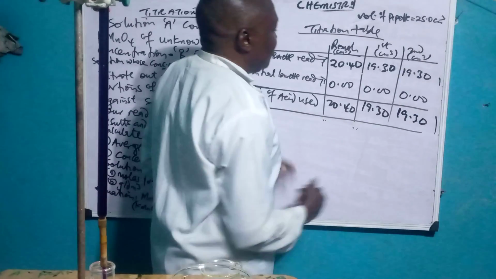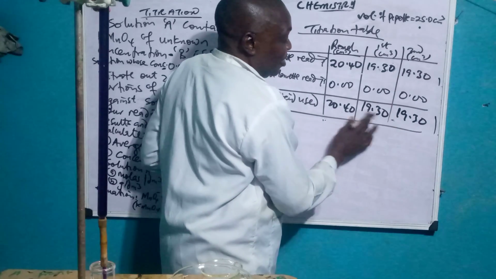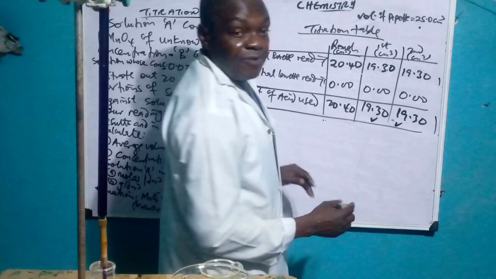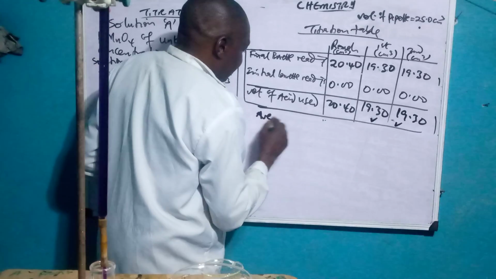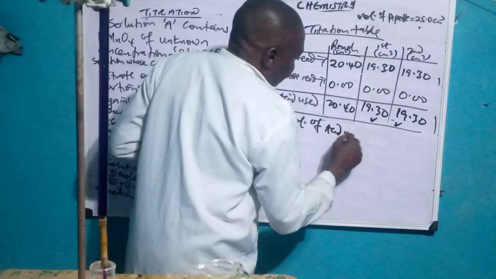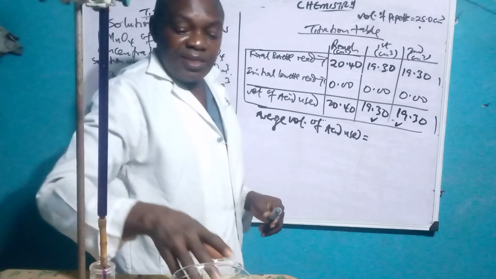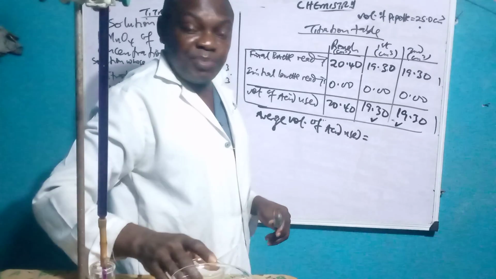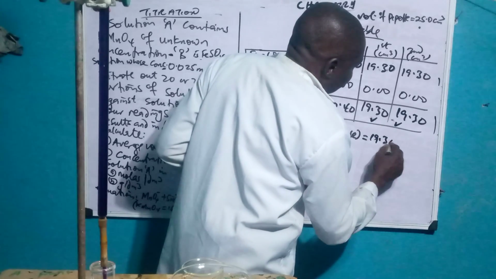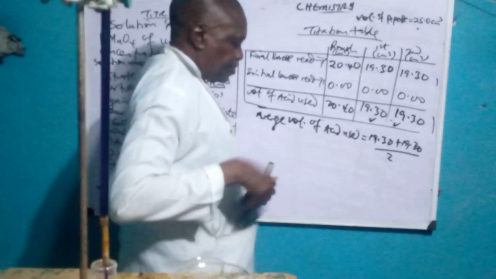Now we have this table. When they are marking it, this one scores 1 mark, this one scores 4 marks because they are concordant. If you by any chance use this, it's wrong. So let's add it together. These are the two concordants, worth 4 marks. So you have the average volume of acid used. In this case, KMnO4 is acting as solution A, the acid, and this FeSO4 acting as solution B, the base. So the average volume of acid used is 19.30 plus 19.30 over 2. Let's see what it gives us.